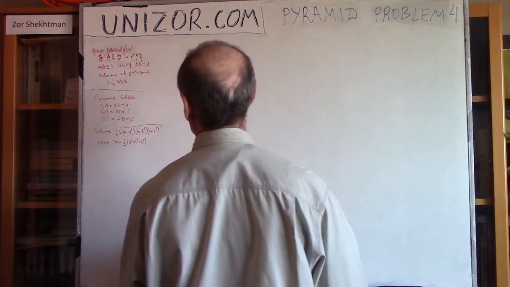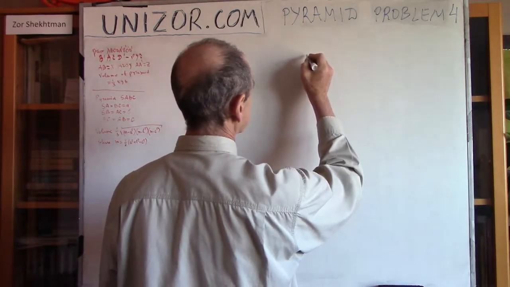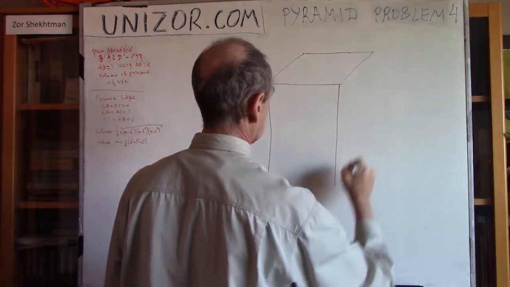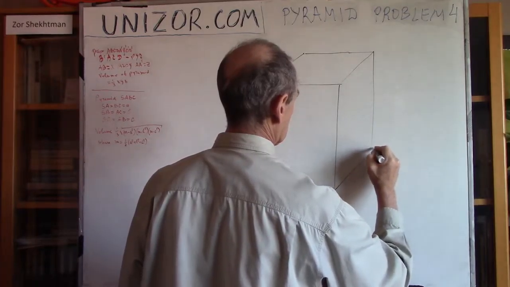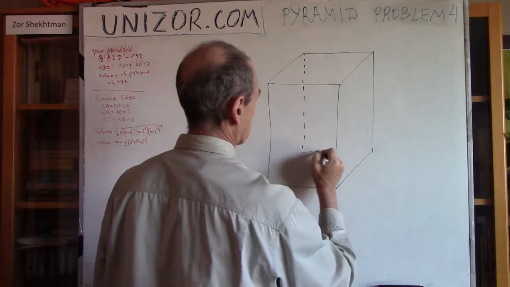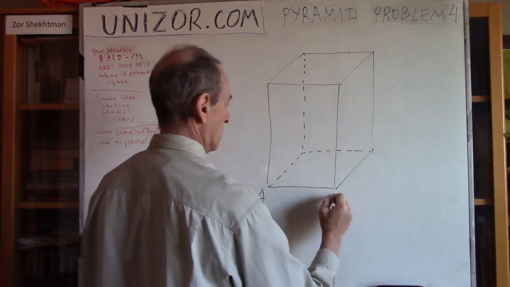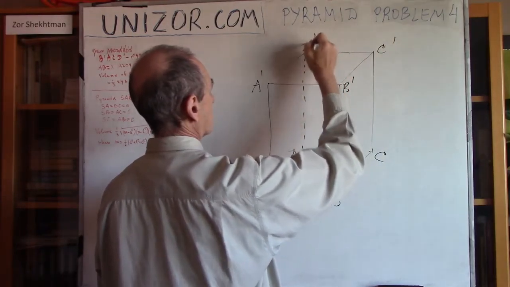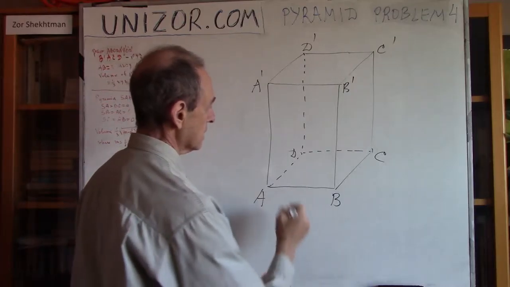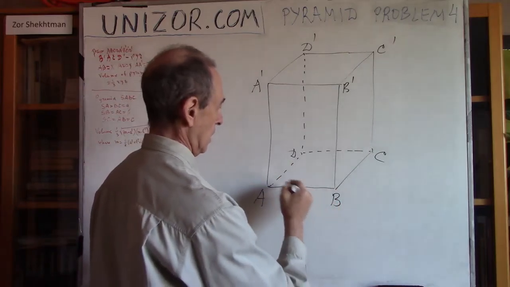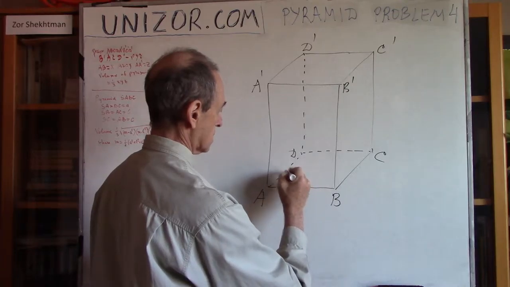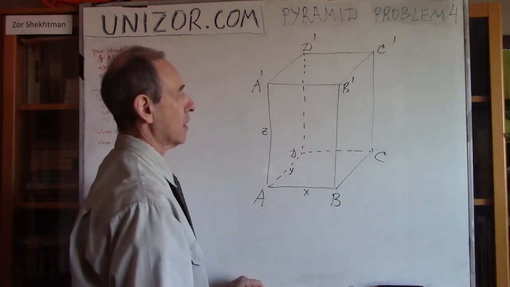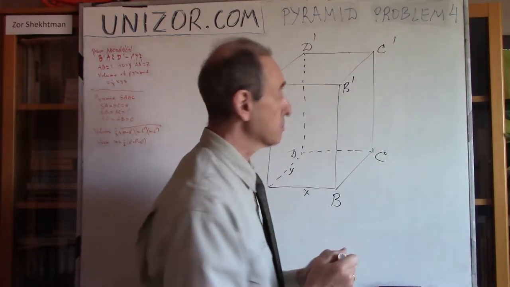What do we have? We have a right rectangular prism. ABCD is the lower base, A prime, B prime, C prime, D prime is the upper base, and the sides. If it's a right rectangular prism, I need three dimensions. The base is a rectangle, so it should be X and Y, width and length, or depth, whatever, and the height would be Z. So X, Y, and Z are three numbers which basically completely define the right rectangular prism. So that's the beginning of this.